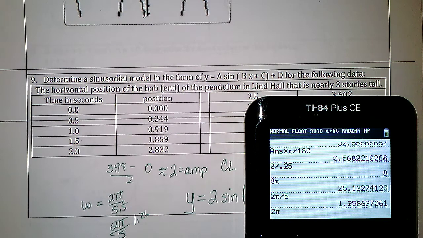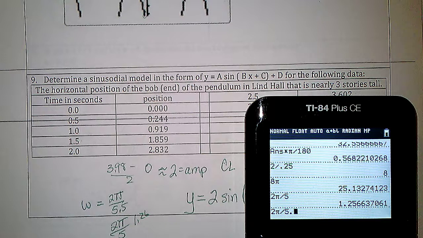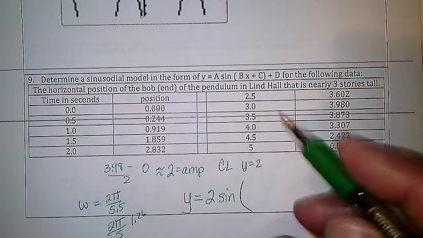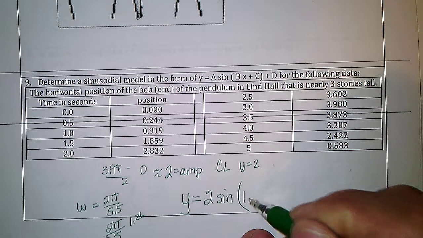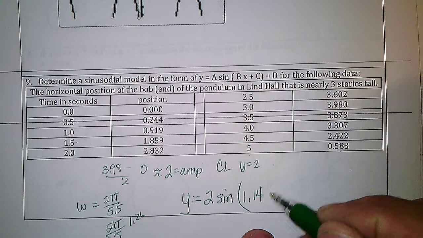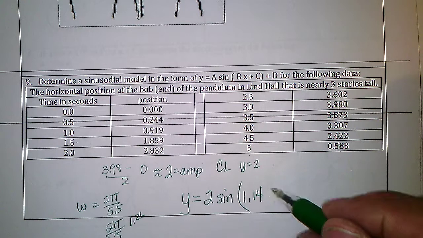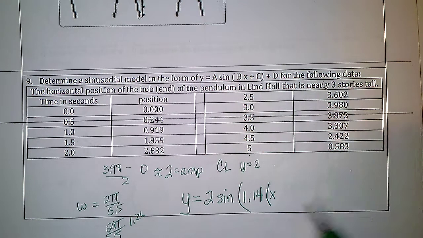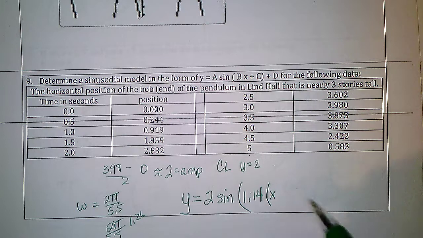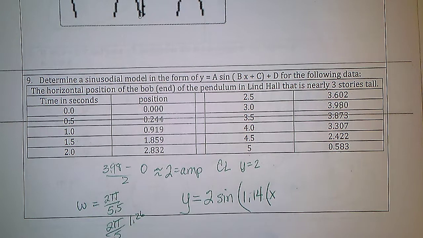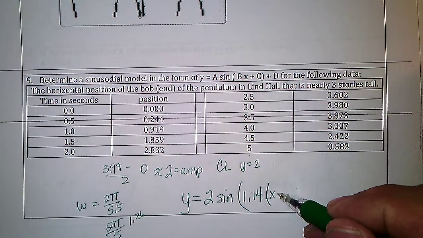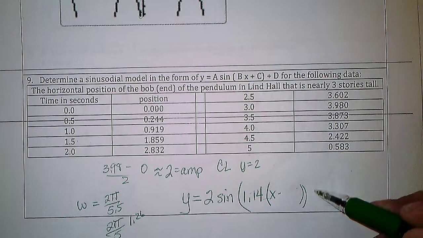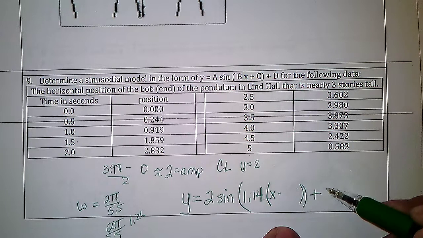And if it was 2 pi divided by 5.5, we'd have 1.14. I'm going to go with that, 1.14. And there's going to be a phase shift, so I'm going to write x, not exactly in this form, and then I'm going to have to take the 1.14 and distribute it here. Got to figure out this phase shift, but plus the center line, which I decided was about 2.